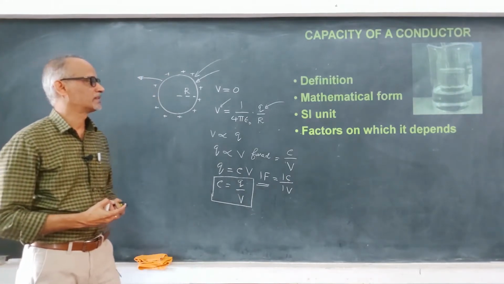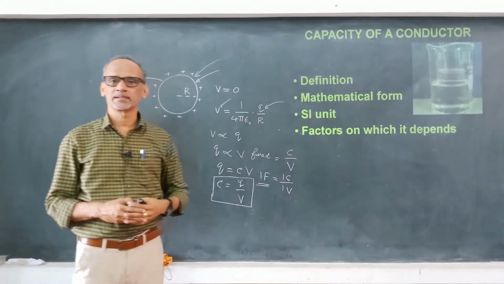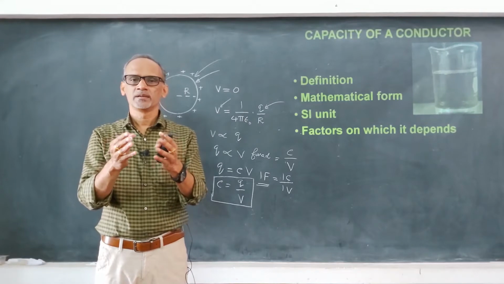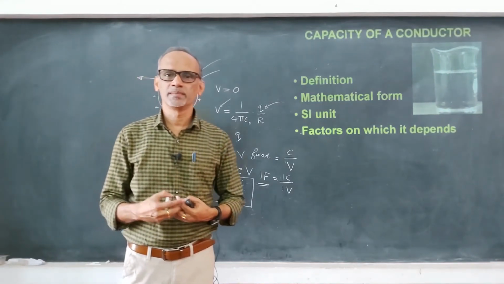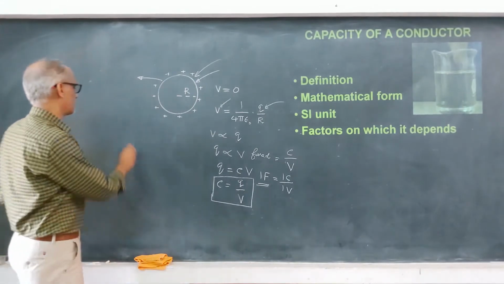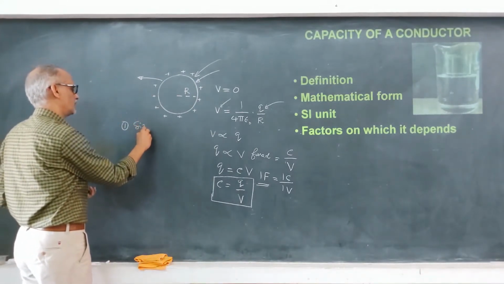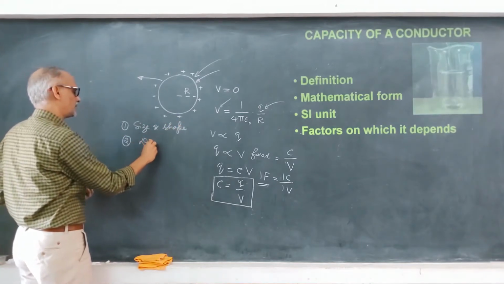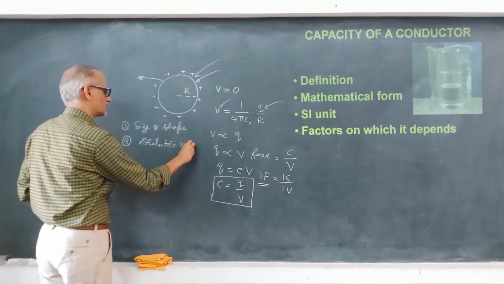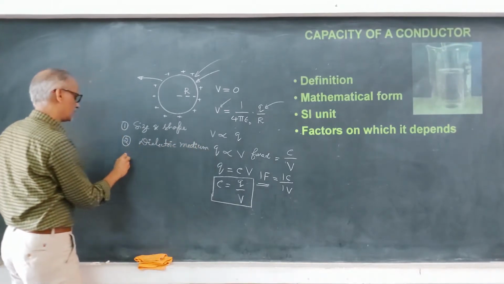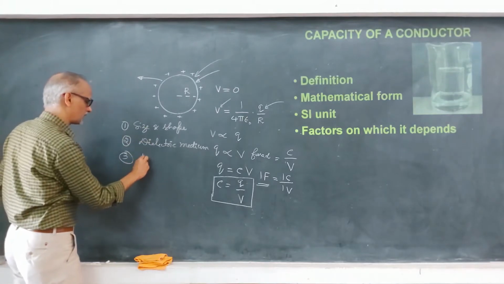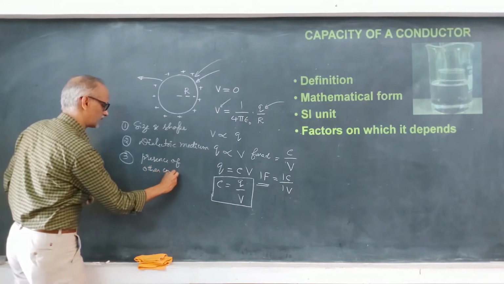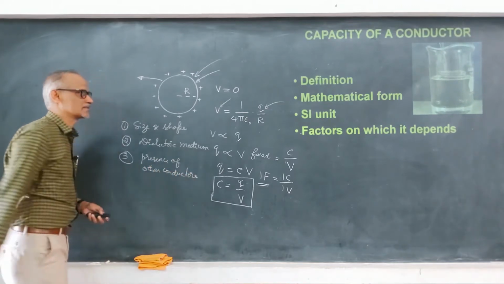What are the factors on which the capacity of a conductor depends? Now tell me, what are the factors on which the capacity of a beaker depends? It depends on the size of the beaker. Greater the size of the beaker, more its ability to hold the liquid. Same thing here. So the first factor is, it depends on the size and shape of the conductor. The second factor, it depends on the dielectric medium surrounding the conductor. And the third factor is that it depends on the presence of other conductors. So these are the three factors on which the capacity of a conductor depends.